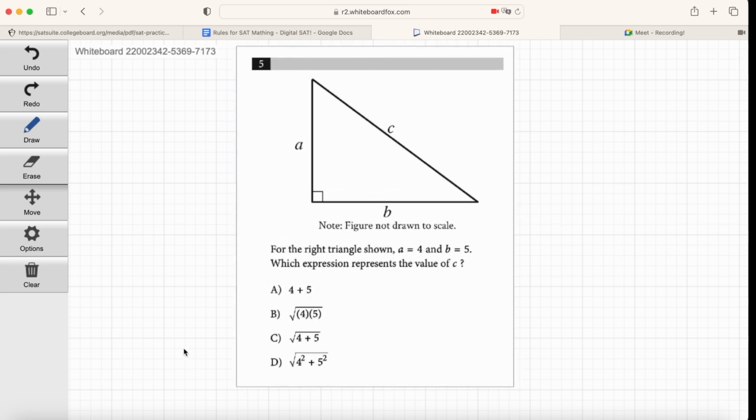Let me see that on your screen, Tanner. Note the figure is not drawn to scale. For the right triangle shown a equals 4 and b equals 5, which expression represents the value of c? Ooh, what are we solving for here, Tanner? We are finding the value of c. Yep. And do you see c in the figure?